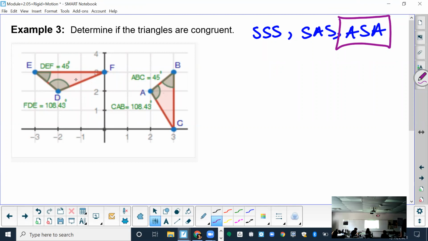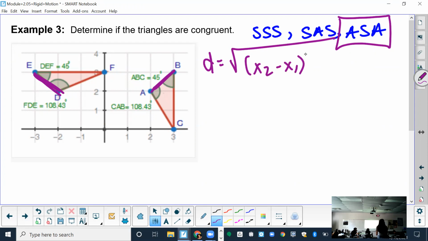Less distance formula. All right, so for this one, it needs to be the side that is in between the angles. Notice how the S is in between the A's. So the side that we're going to be measuring to see if they're corresponding or not is going to be these sides. So DE and AB. All right. Use the distance formula for those sides. Here's a distance formula for your reference. All right, use the distance formula.